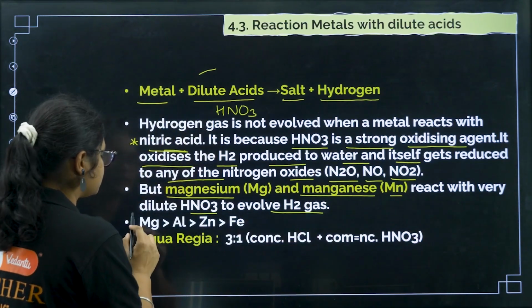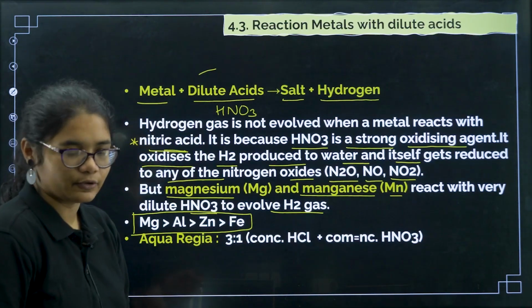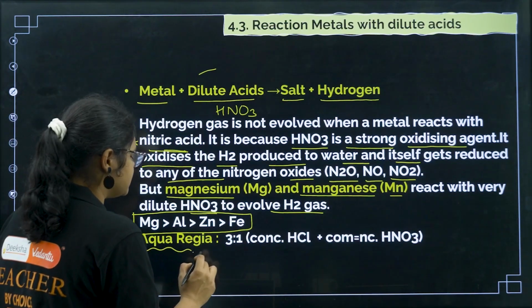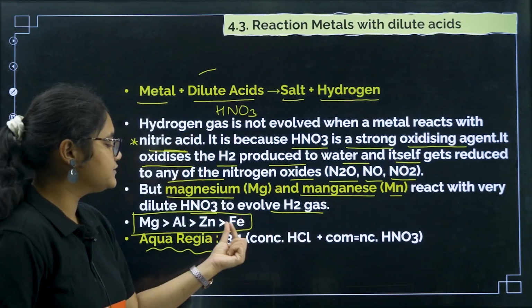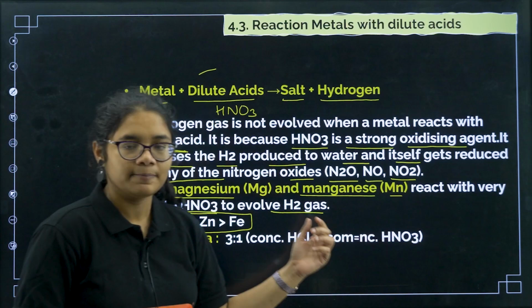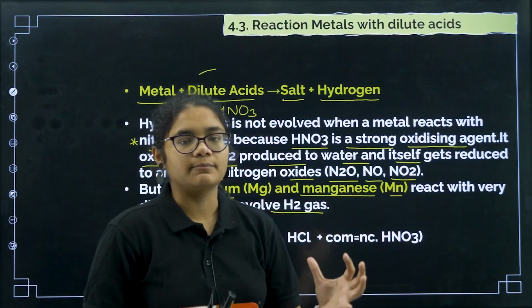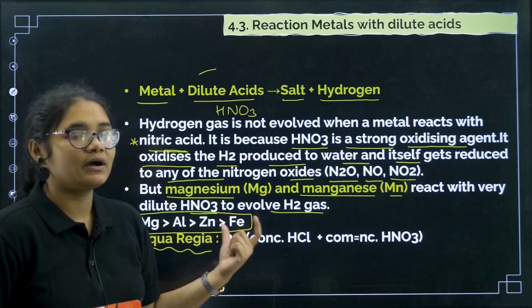The order of the reactions of metal can be like this: magnesium, aluminium, zinc and iron. Okay. Next, there is something called aqua regia. It is a mixture of 3:1 concentrated HCl plus concentrated HNO3. So HCl is 3 parts, 1 part is concentrated HNO3. This mixture is called aqua regia.